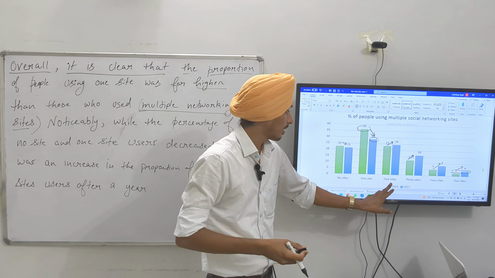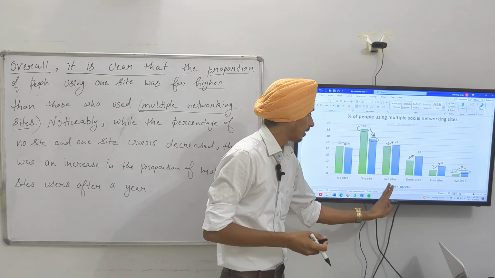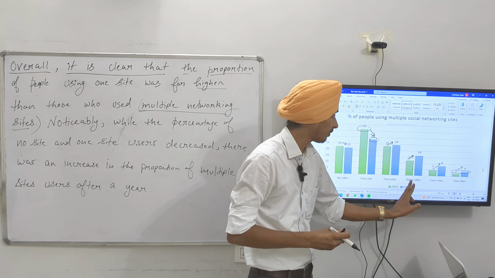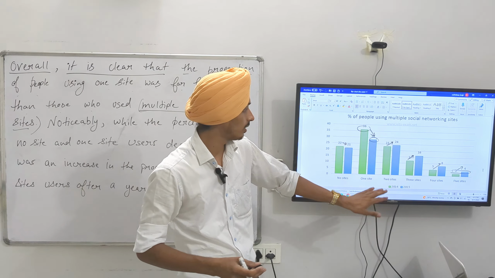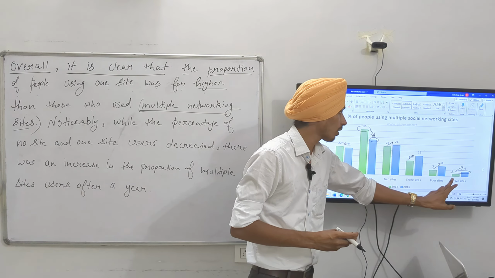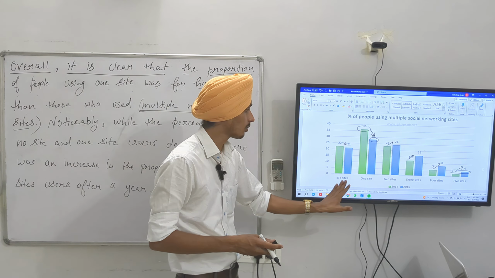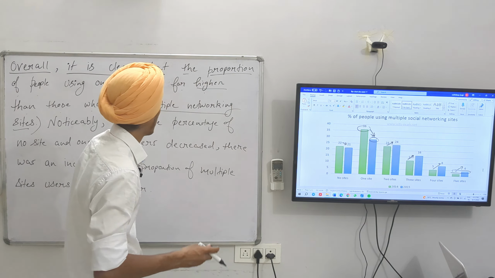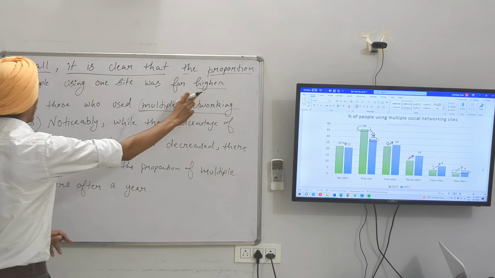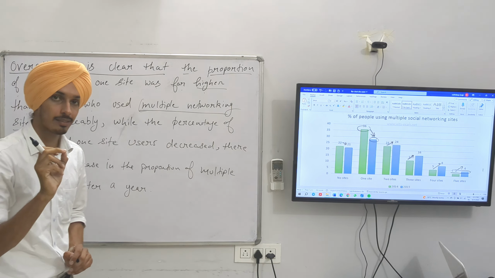This bar is for the people who were using two sites. So they are multiple sites users. Then there we have three sites users. So these are the people who use multiple sites. So 2, 3, 4, or 5 site users were multiple site users, and we have no site and one site users apart. Okay, so the proportion of people using one site was far higher than those who used multiple networking sites. This was our one sentence.